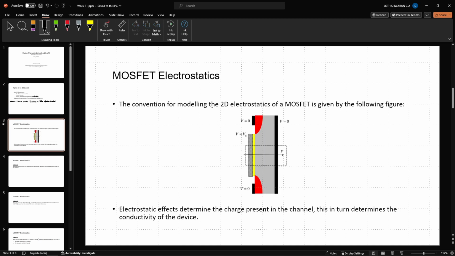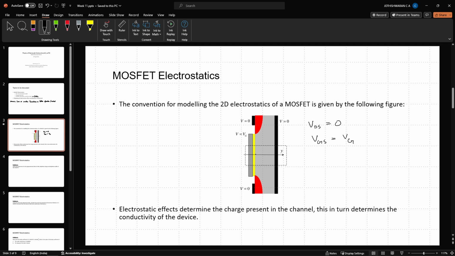So now we begin. The direction convention for the 2D electrostatics model that we shall look at is given in the following figure. For now, we shall not consider any drain source voltage, so VDS is equal to 0. We have a VG that is applied, and the substrate is also kept at 0 volts, so that is also grounded. So VGS is equal to VG.